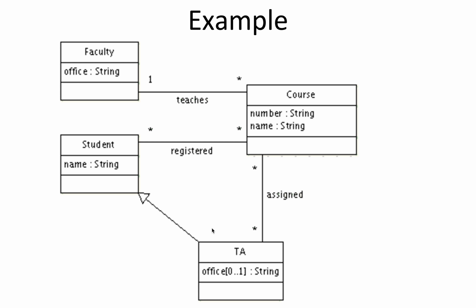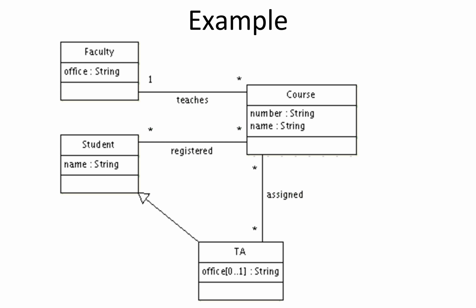I'll give you an example. Here you have TAs that are students. All TAs are students, so you have students by themselves that are not TAs. So that's a concrete class, not an abstract class. There are instances of students that are not TAs, but then all TAs are also students, and they might have other attributes such as office hours and whatnot.